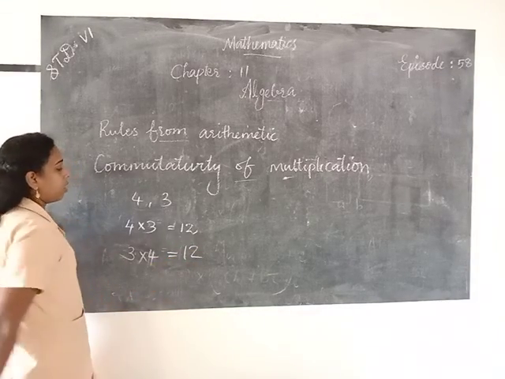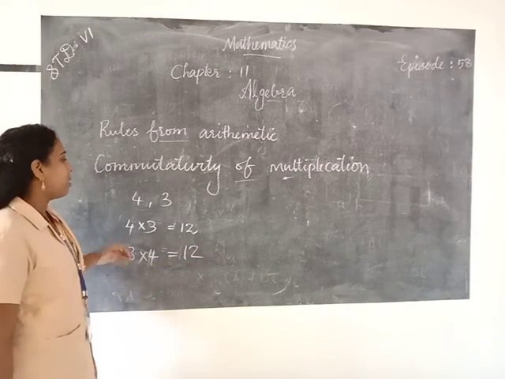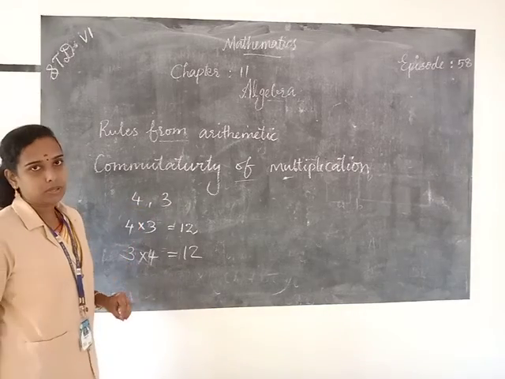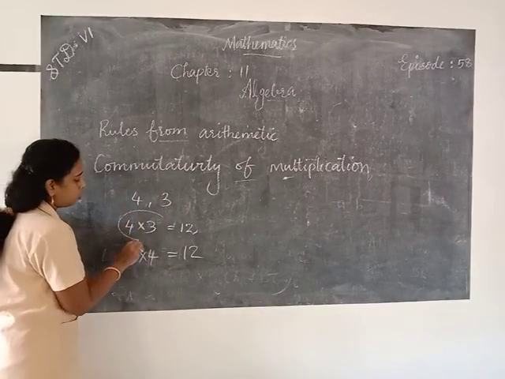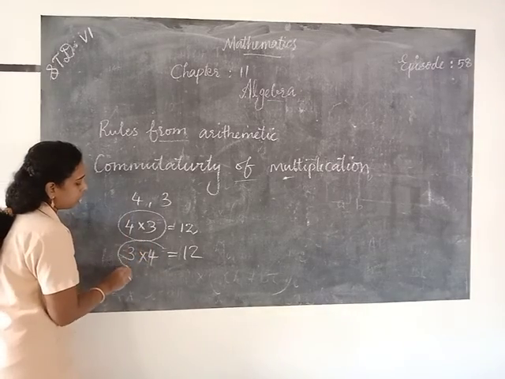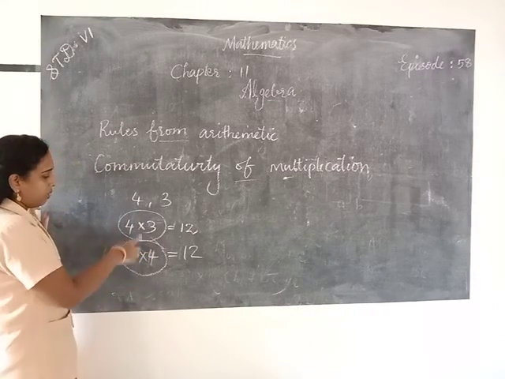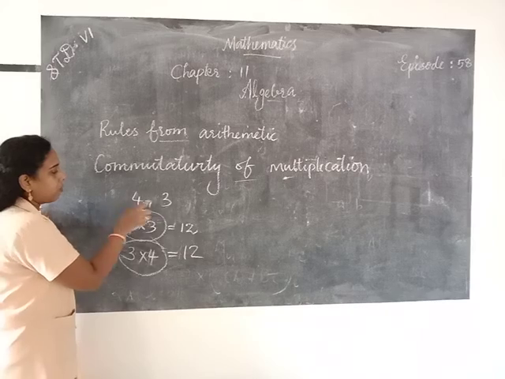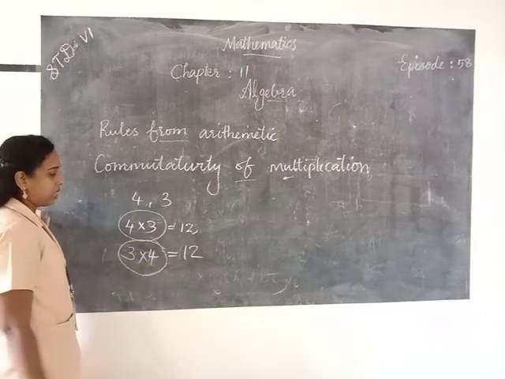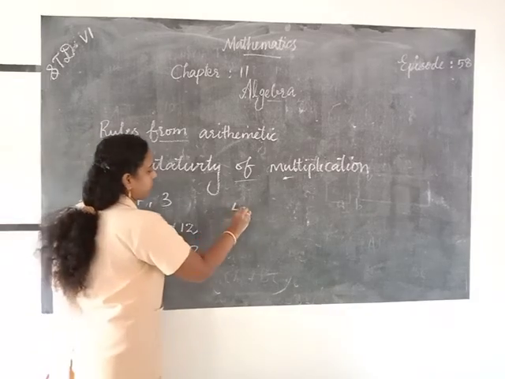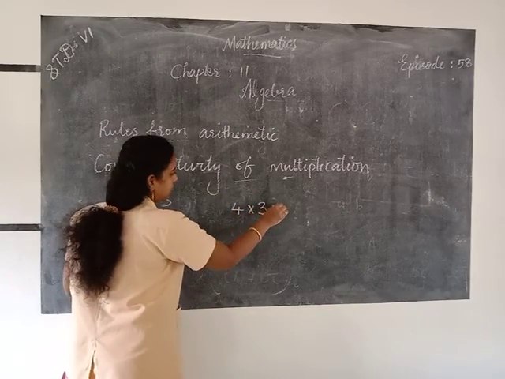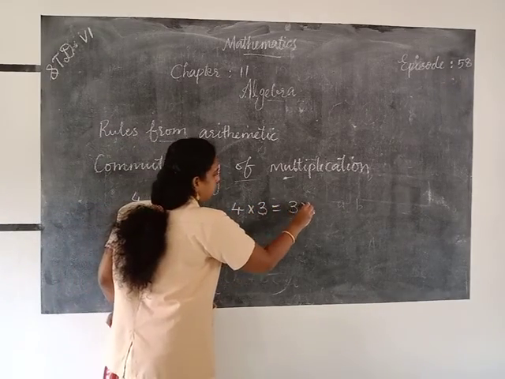In any way we get the same answer when we multiply any two numbers. Which means 4 into 3 is equal to 3 into 4. When we multiply 4 and 3 in any way, we get the answer 12. So we can write 4 into 3 is equal to 3 into 4.